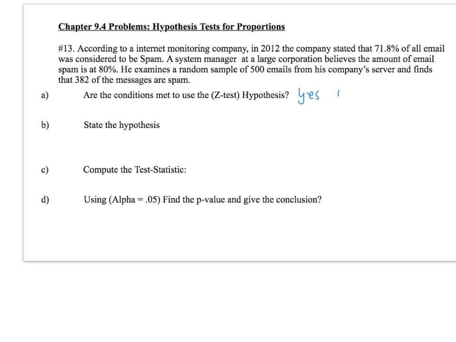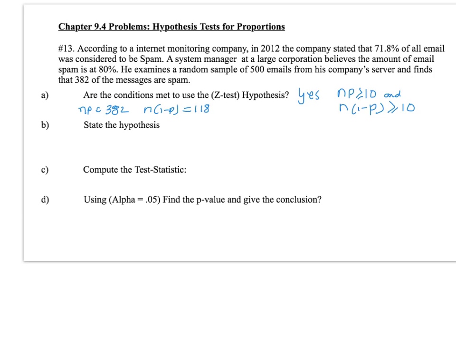And the reason why is because n times p is greater than 10, and n times 1 minus p is greater than 10, right? In this case, np is equal to 382, and n times 1 minus p is equal to 118. So now we're going to state the hypothesis.